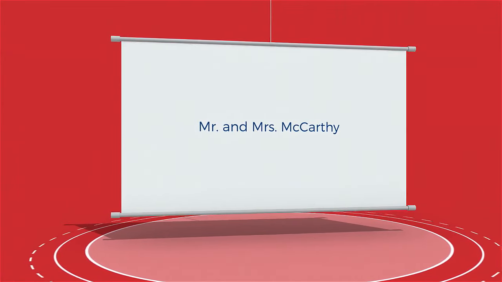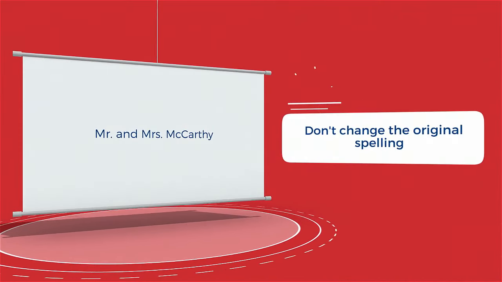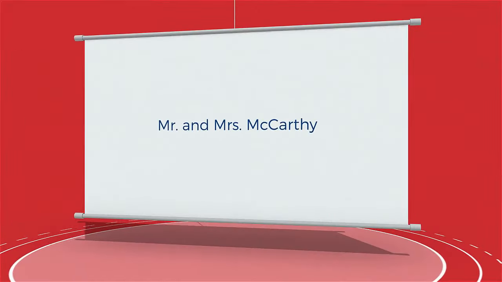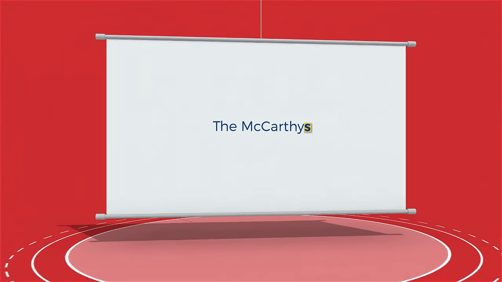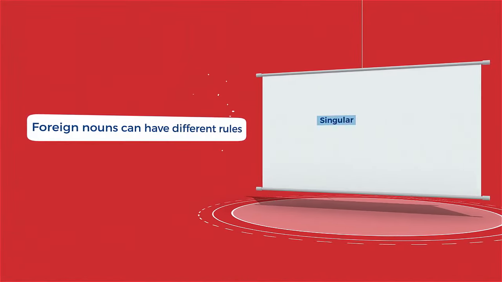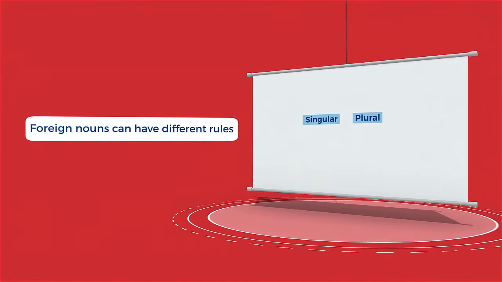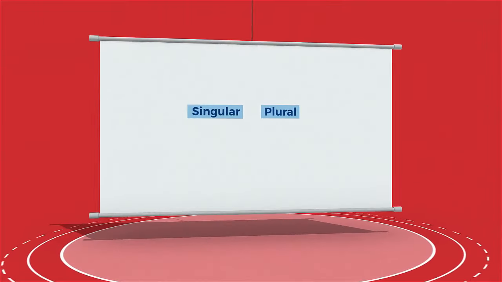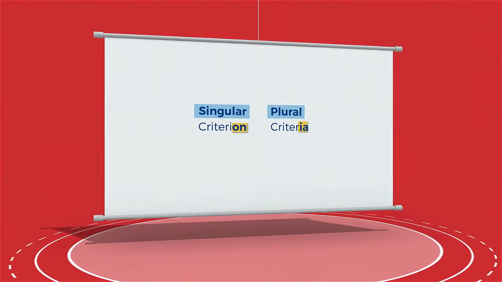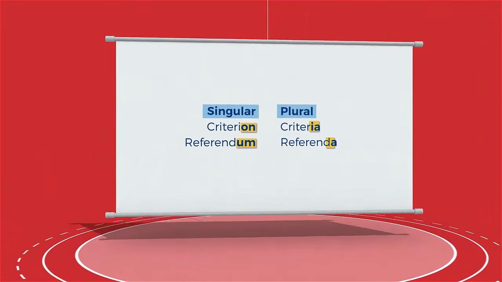Proper nouns, which name individual people or things, have a simple rule. Don't change the original spelling. All you need to do is add S to the singular form. So Mr. and Mrs. McCarthy become the McCarthys. Foreign nouns can also have different rules. The singular endings ON and UM often change to A in the plural. So criterion has the plural criteria, and referendum is usually pluralized as referenda.